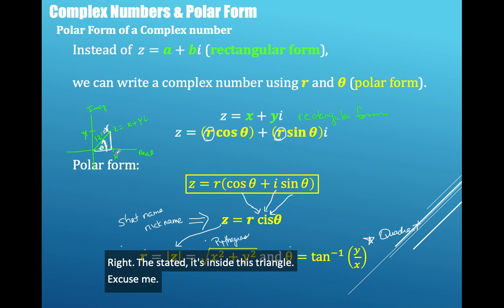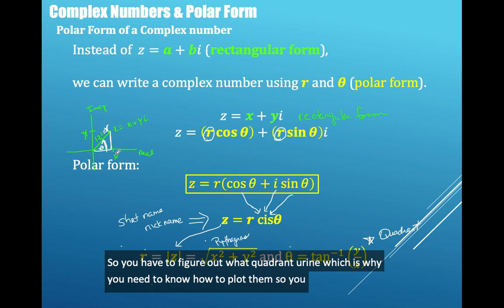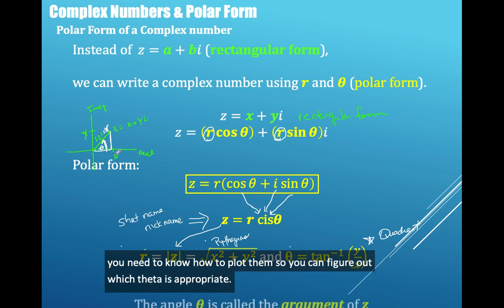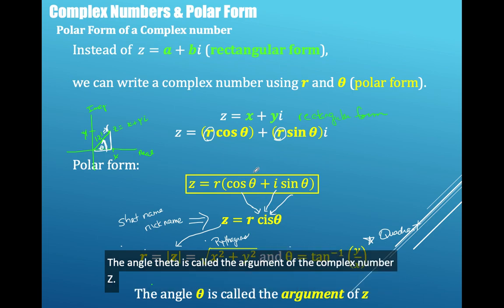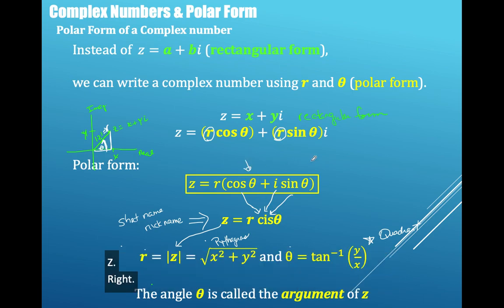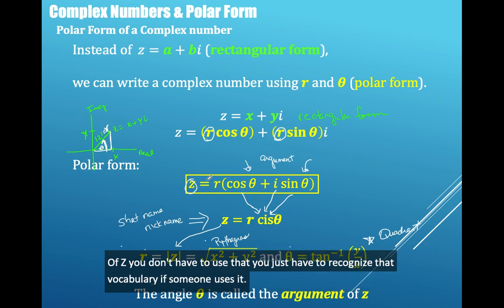So you have to figure out what quadrant you're in, which is why you need to know how to plot them, so you can figure out which theta is appropriate. The angle theta is called the argument of the complex number z, right? Theta is called the argument of z. You don't have to use that, you just have to recognize that vocabulary if someone uses it with you on an assessment.